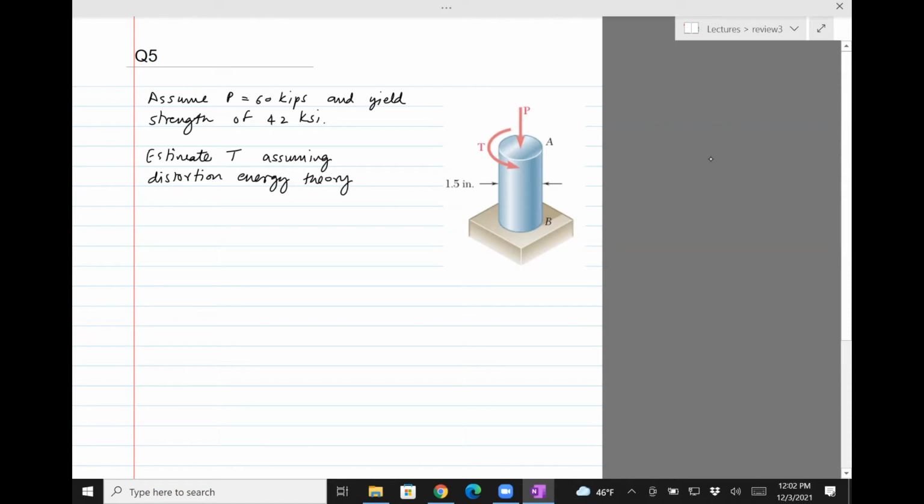So assuming that the force P is 60 kips and yield strength is 42 ksi, estimate the torque, assuming distortion energy theory.